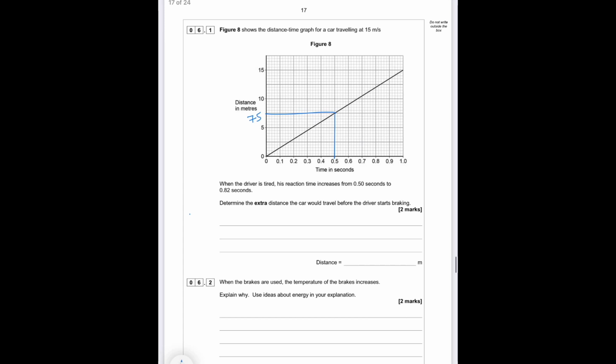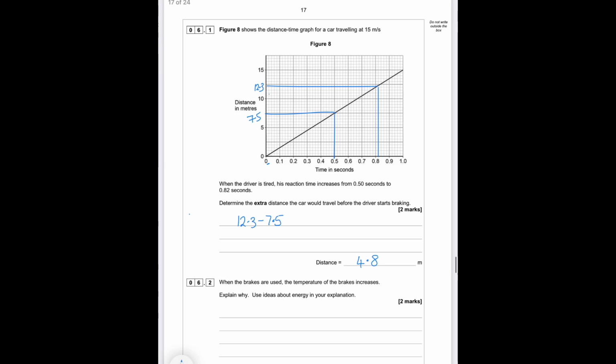And if we do the same using our ruler at 0.82, so that's just one small square after the 0.8, and then we draw our line across. We've got 10 here, we've got 15 here. So each two small squares is going to be 1. So we've got 1, 2. So we're looking at about maybe 12.3. And therefore, we would have an extra distance of 12.3 minus 7.5. And if we calculate that out, the extra distance that would be travelled is 4.8 metres.